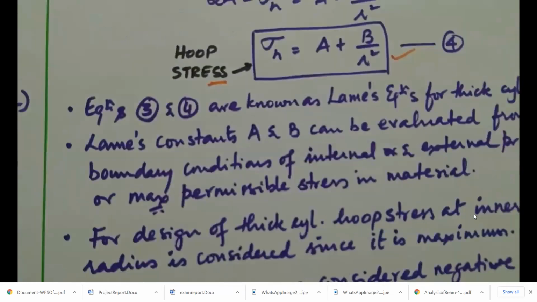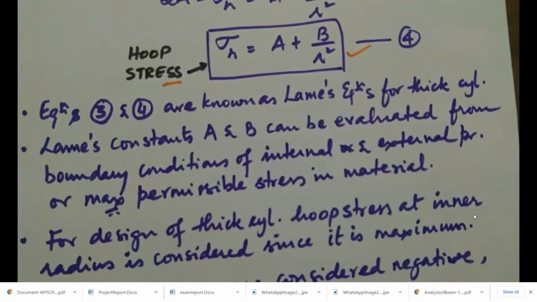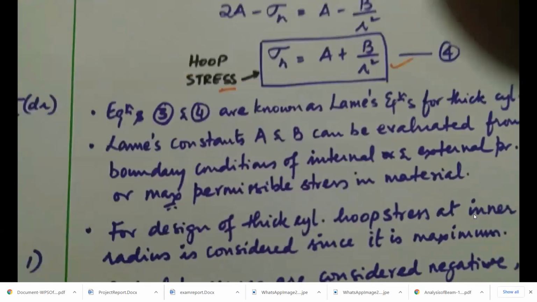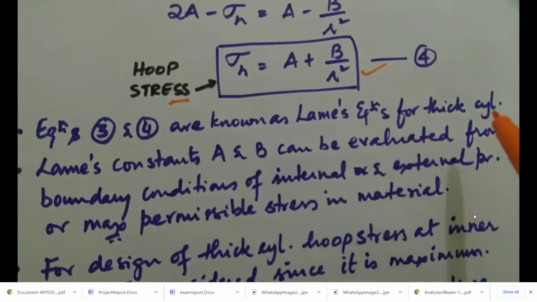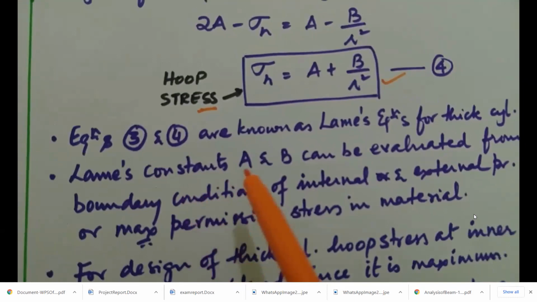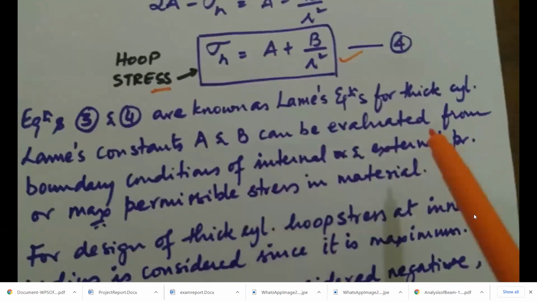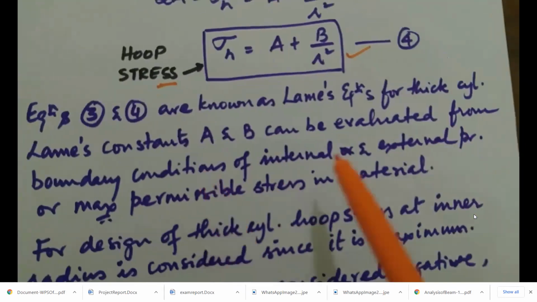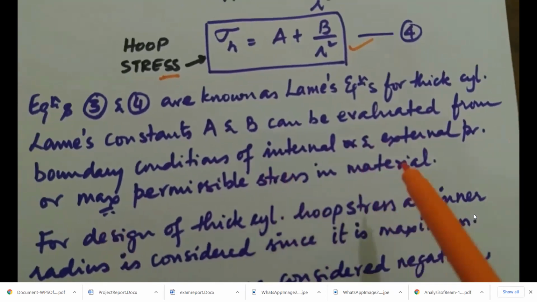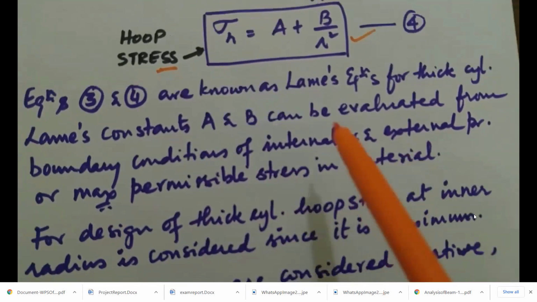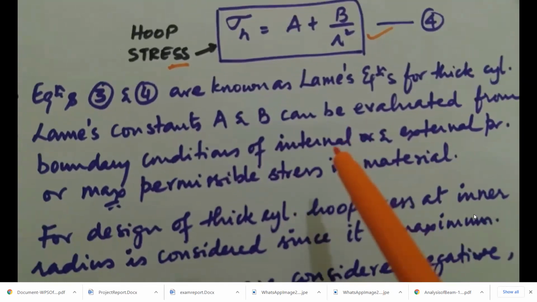Finally, let us look at some key points. Equation numbers 3 and 4 are known as Lami's equations for thick cylinders. Lami's constants A and B can be evaluated from boundary conditions of internal and external pressures or maximum permissible stresses in the material. These points will become clearer when we solve numericals.